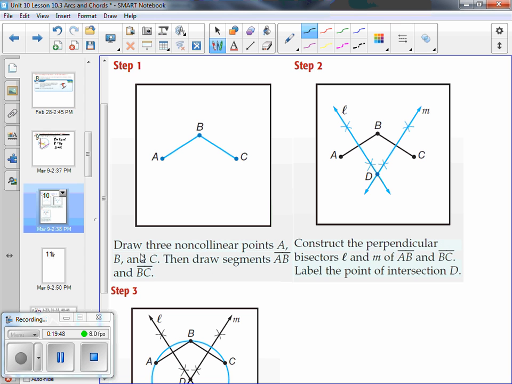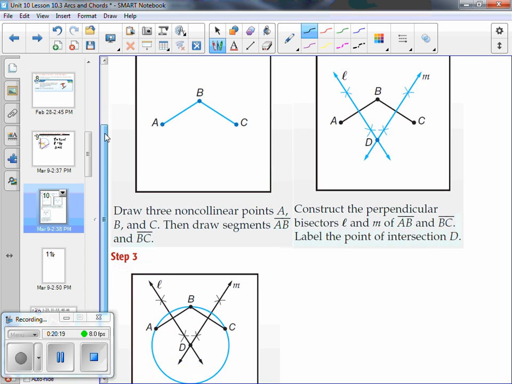So step 1 from the book is to draw 3 non-collinear points, A, B, and C, and then draw segment AB and segment BC. So that'll be easy. Step 2 is where the work begins. We have to construct the perpendicular bisector of each of those segments. And those perpendicular bisectors will intersect. If you draw them long enough, they will intersect. Okay? And then we're supposed to label the point where they intersect point D.